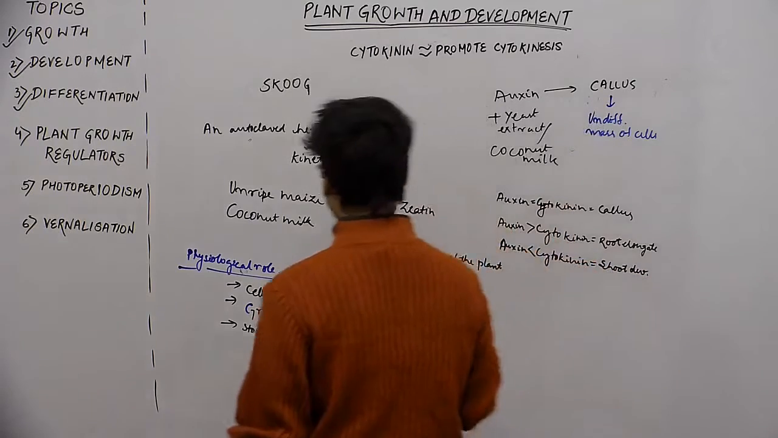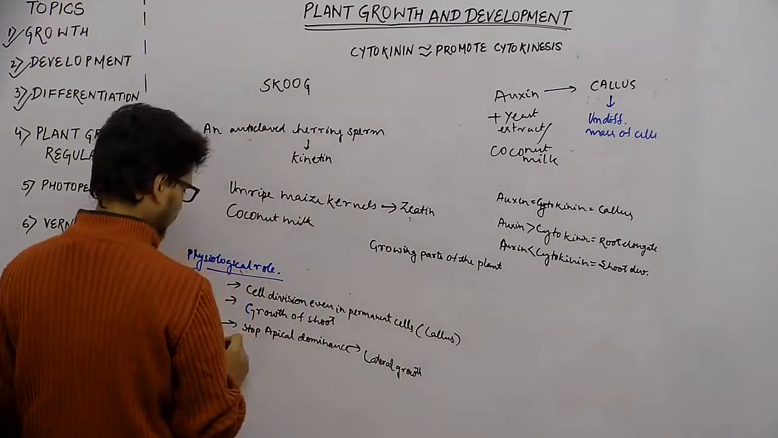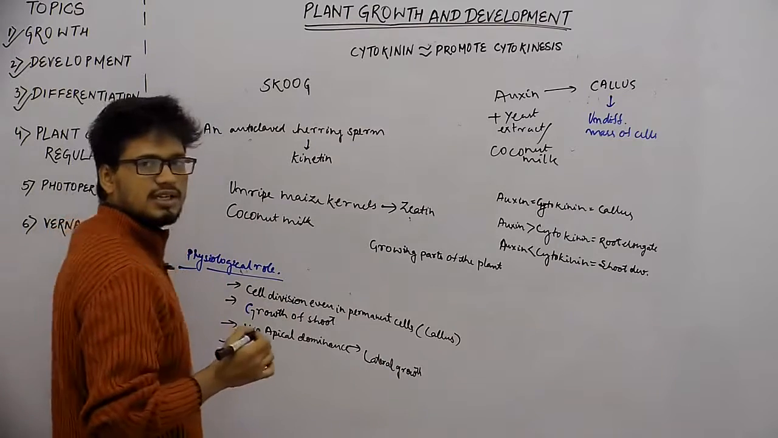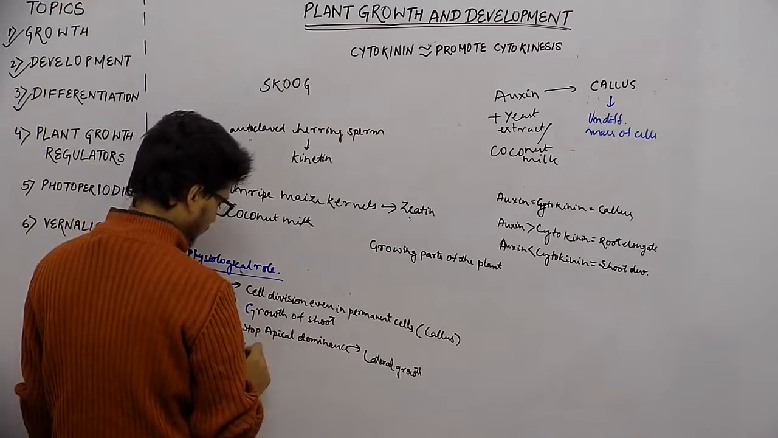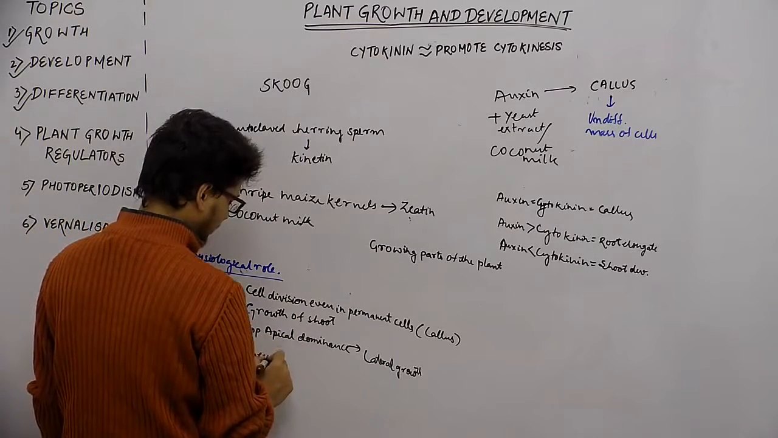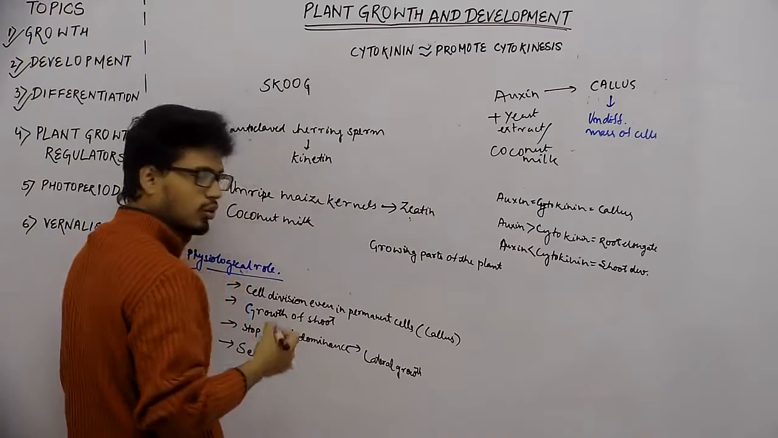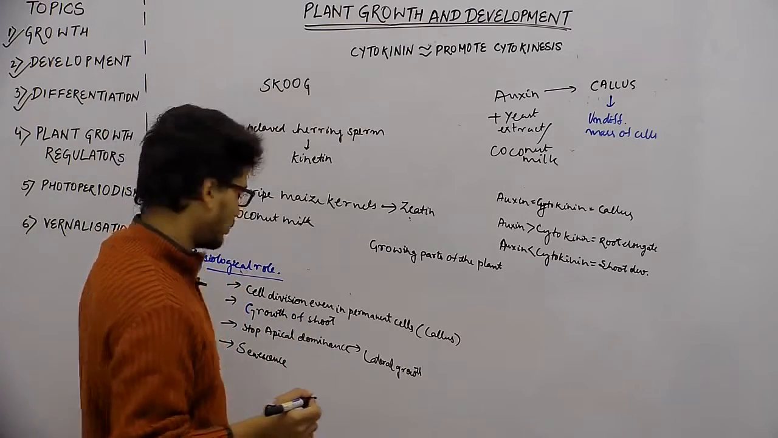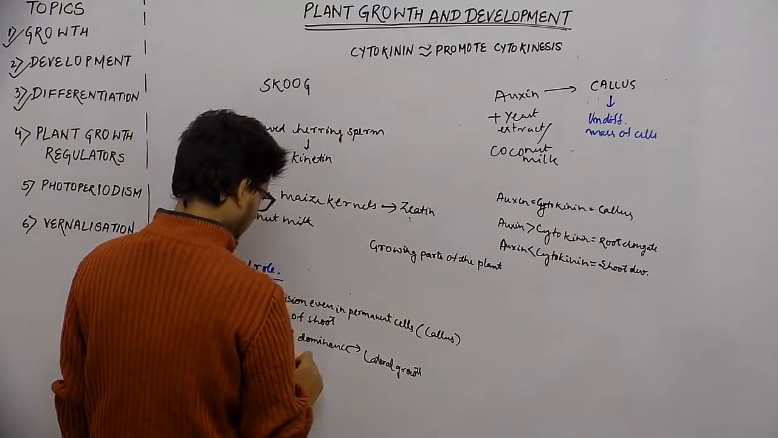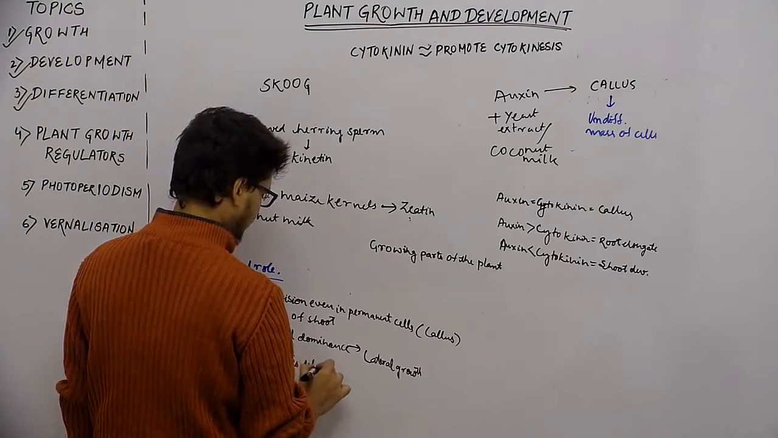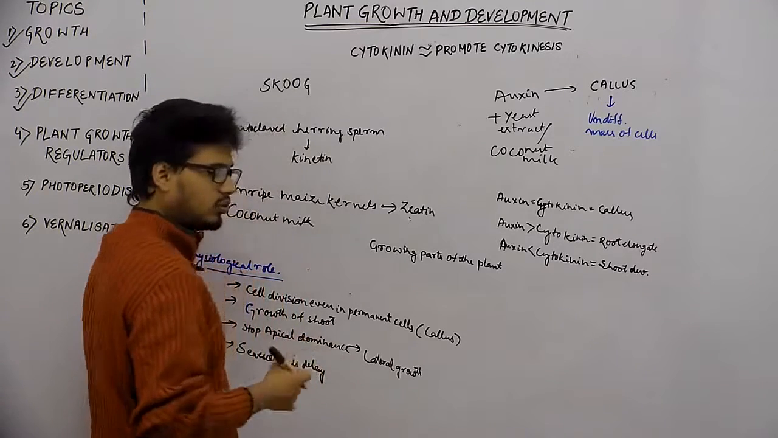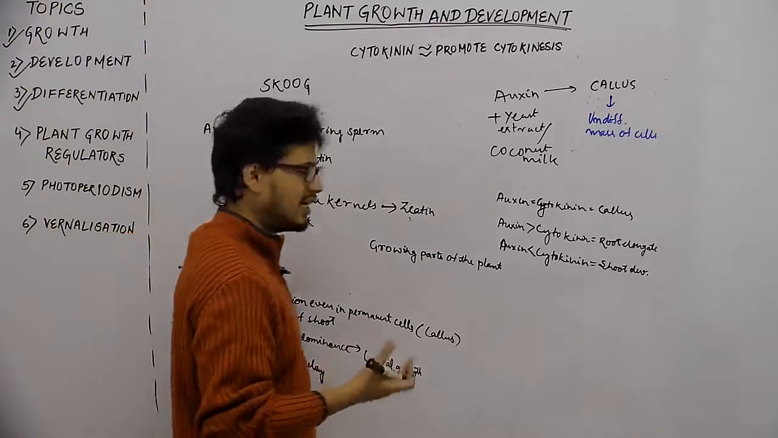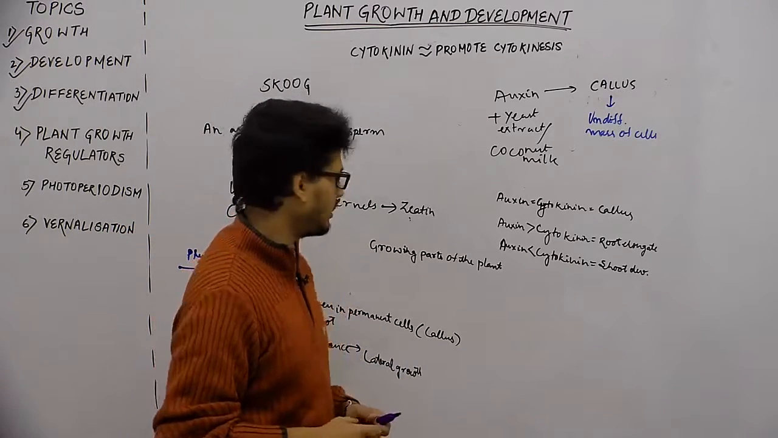Okay, apart from this there is another role, a functional aspect, that is, it will delay senescence. Senescence is the old age or aging of the plant, so it will delay senescence. So fruits or, let's say, flowers can remain on the plant for more time with its help.